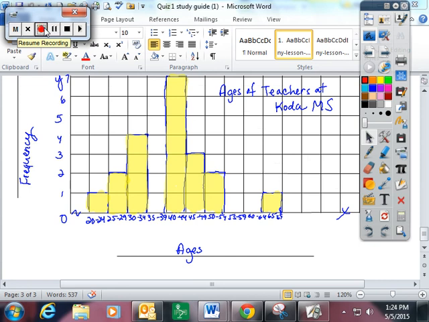If you did your histogram correctly, it should look something like this. And there's some things I just want to point out. Do you have a title? Are both of your X and Y axis labeled and identified? With a histogram, all graphs have an origin.